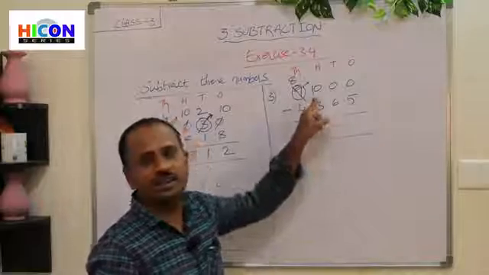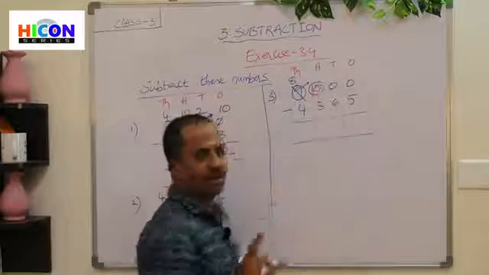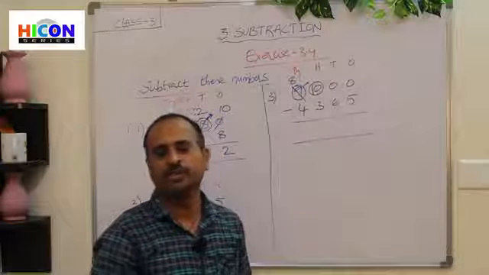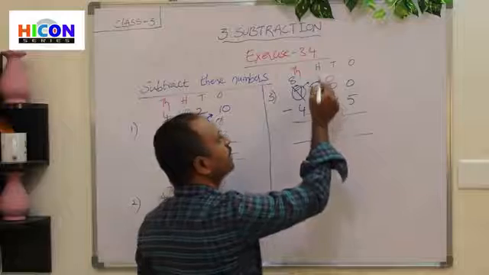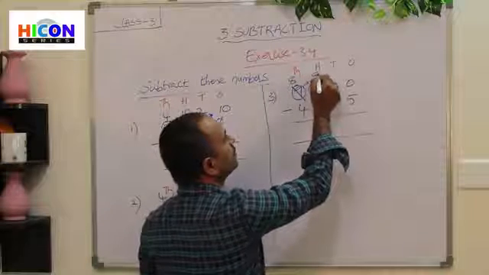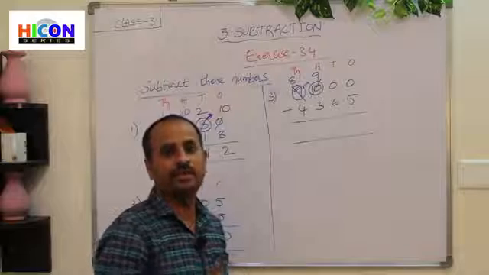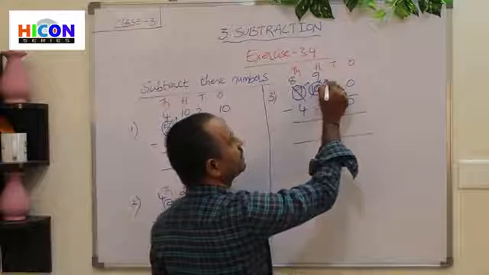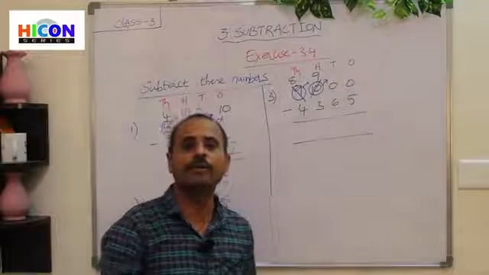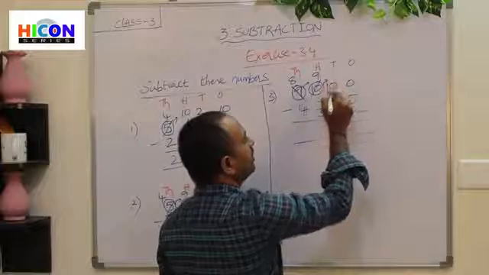Now how many hundreds are there? 10 hundreds are there. Now borrow 100 from 10 hundreds. If you borrow 100 from 10 hundreds, how many hundreds will be there? 9 hundreds will be there. So write 9. And carry 100 to the tens place. If you carry 100 to the tens place, how many tens does it become? It becomes 10 tens. So write 10 here.